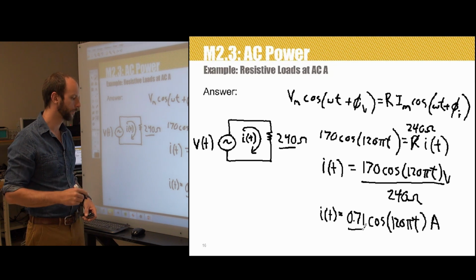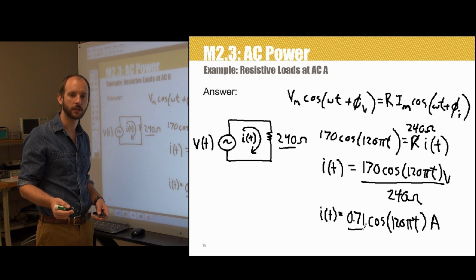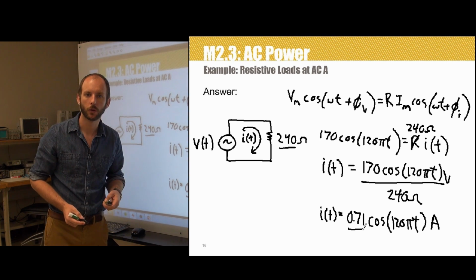So what you need to remember about resistance is that it follows Ohm's law for both AC and DC. In the AC form, it has no effect on the timing information whatsoever.